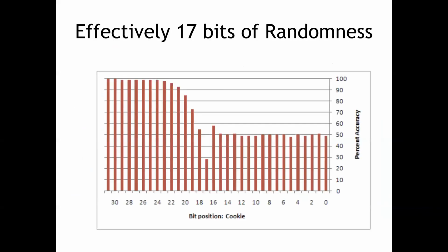So people have done mathematical simulations and analyses and decided that not all the bits are really random. Some of them are predictable. Some of them are not predictable. So here's the % accuracy. They were able to predict bit 30 with 100% accuracy.